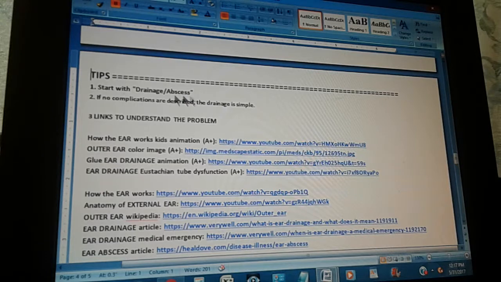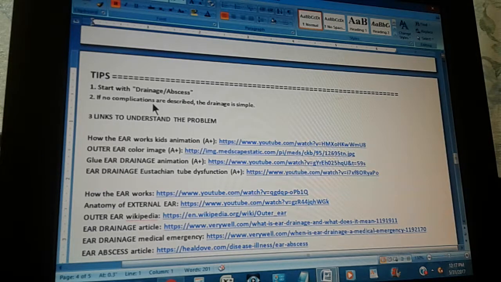The first tip is to start with drainage, abscess. Go to drainage, to the D in the index, and then look for abscess. Go from there. And remember, it's the ear, you have to find all the rest, but the first 2 steps are drainage and abscess.